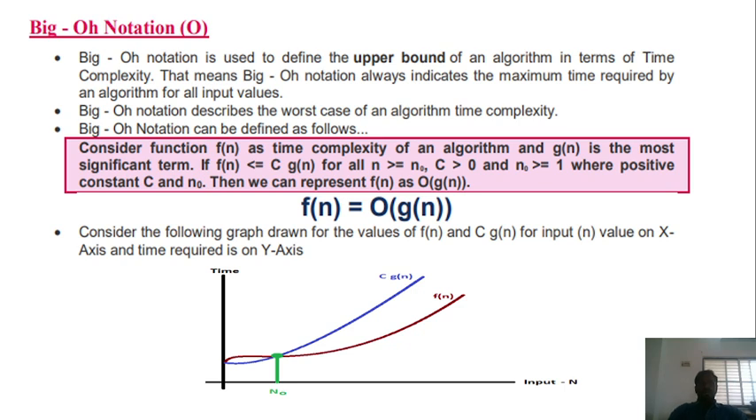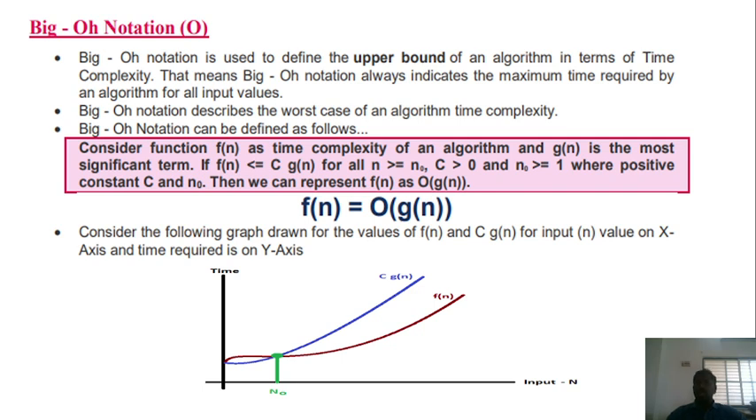Big O notation. The big O notation is used to represent the upper bound of an algorithm. In terms of time complexity, it takes the maximum time to complete and give the output. So we can treat it as the worst case of an algorithm. Big O represents the worst case of an algorithm, the maximum time required by an algorithm for all inputs.